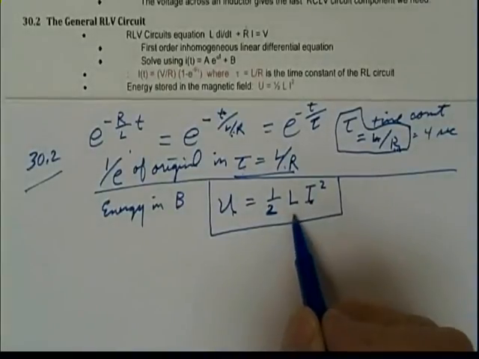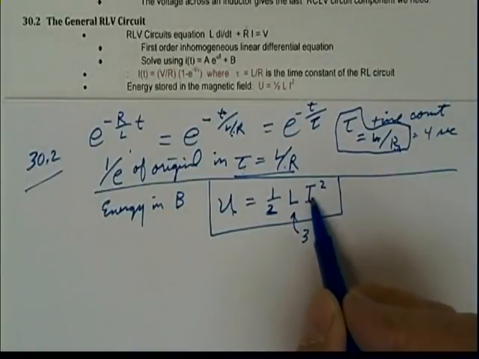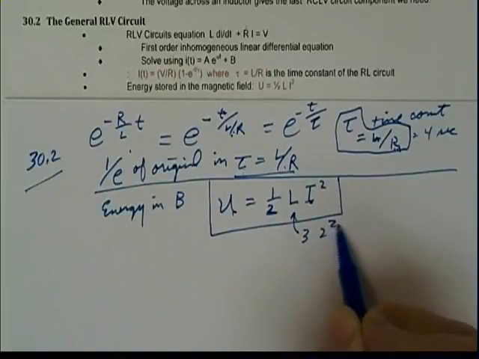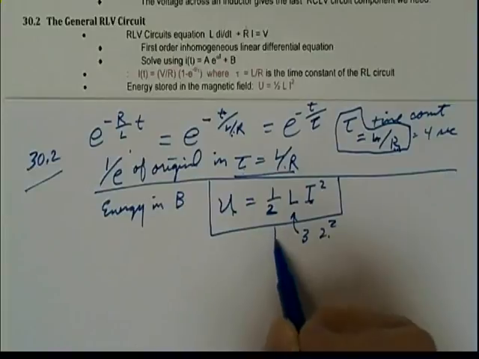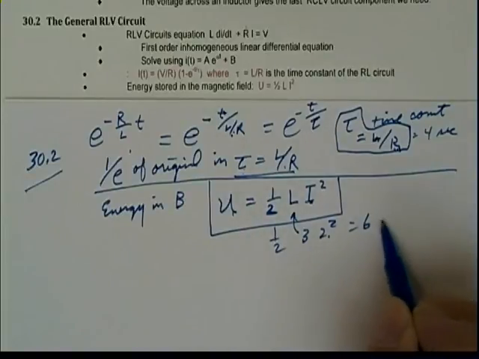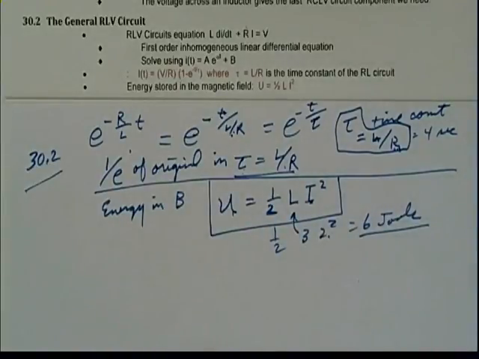And of course, if you put in 3 henries here, and you had a current of 2 amps, that'd be 2 squared, 2 times 2 is 4, 3 times 4 is 12, and 1/2 of that would be 6, and that would be 6 joules. And that's the way you would work a problem associated with that energy density.